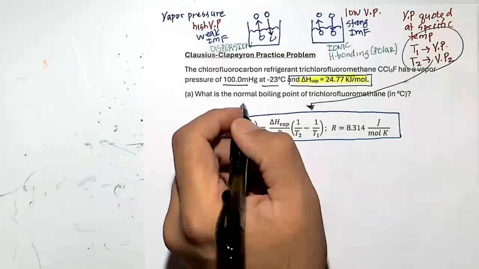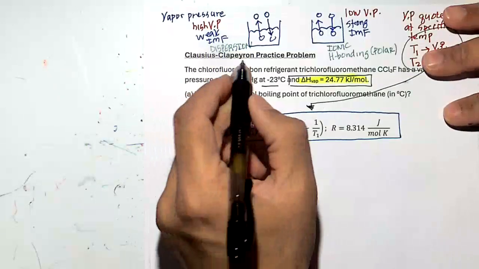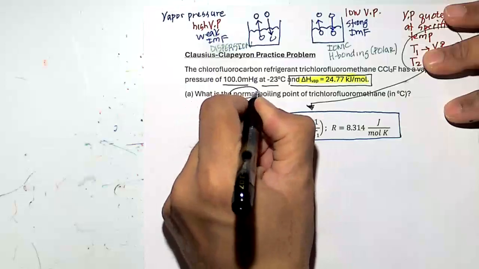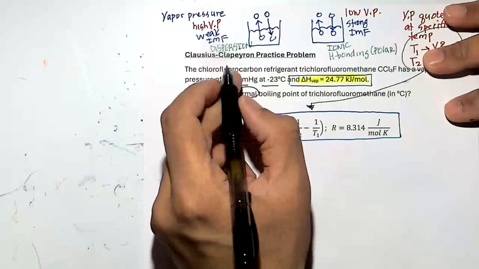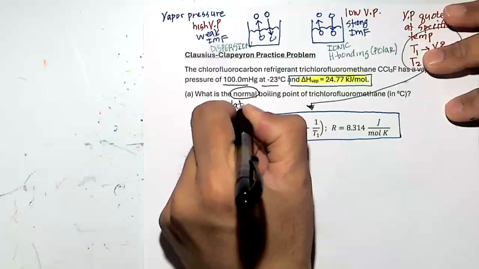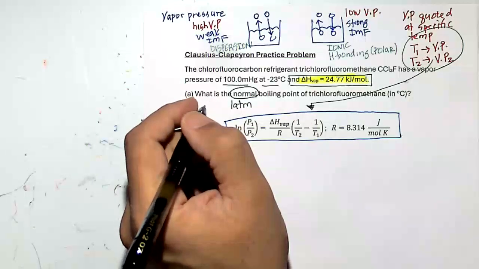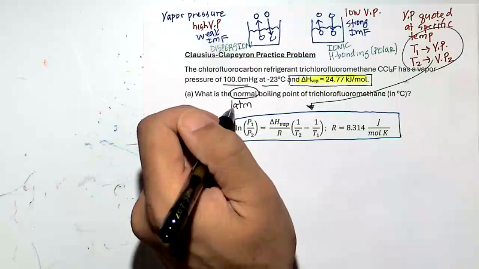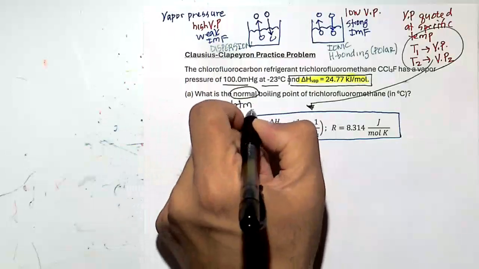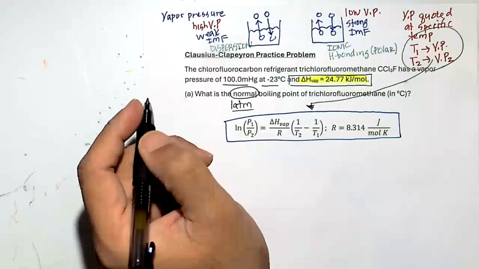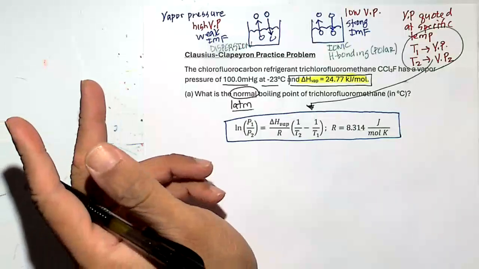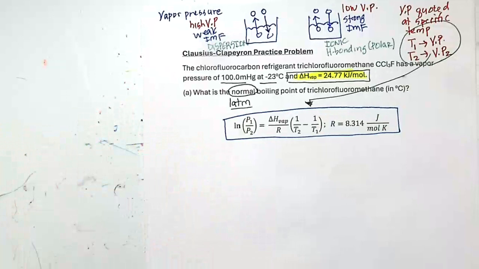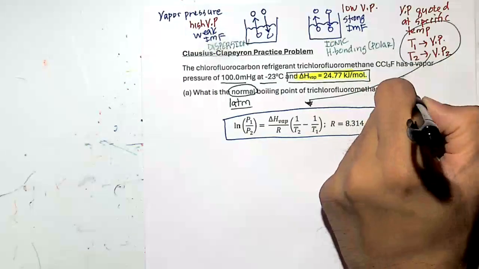So the question here is, what is the normal boiling point for trichlorofluoromethane? Anytime you see normal on the exam, short answer, whatever it may be, we're saying 1 atmosphere. So normal boiling point, what's the pressure? 1 atmosphere. Normal freezing point, what's the pressure? 1 atmosphere. So normal means 1 atmosphere. It's actually, I think, standard pressure, where we are now. The pressure in our atmosphere now is 1 atm.